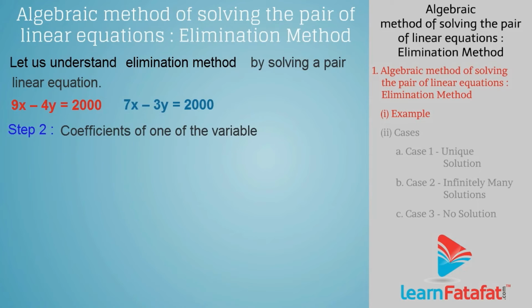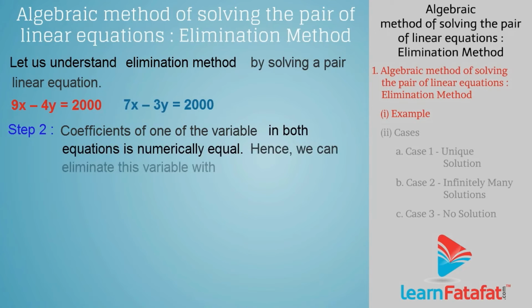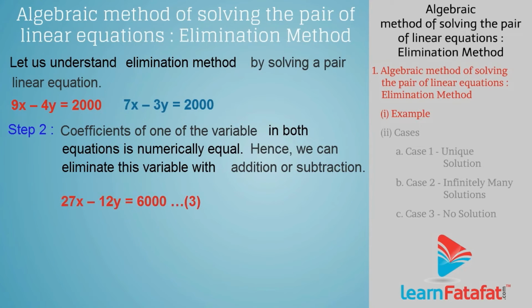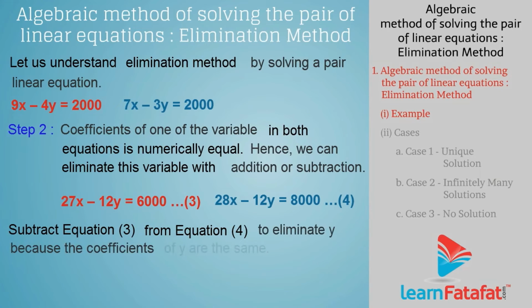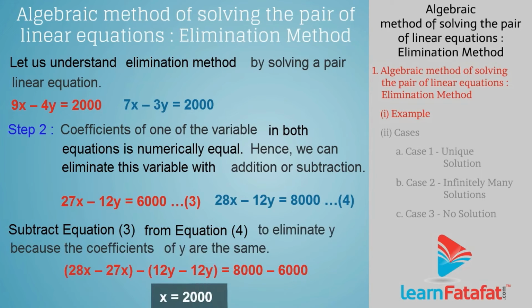Step 2. Coefficients of one of the variables in both equations are numerically equal. Hence, we can easily eliminate this variable with addition or subtraction. Equations 3 and 4 are: subtract equation 3 from equation 4 to eliminate y, because the coefficients of y are the same. Solving the equation, we get x is equal to 2000.